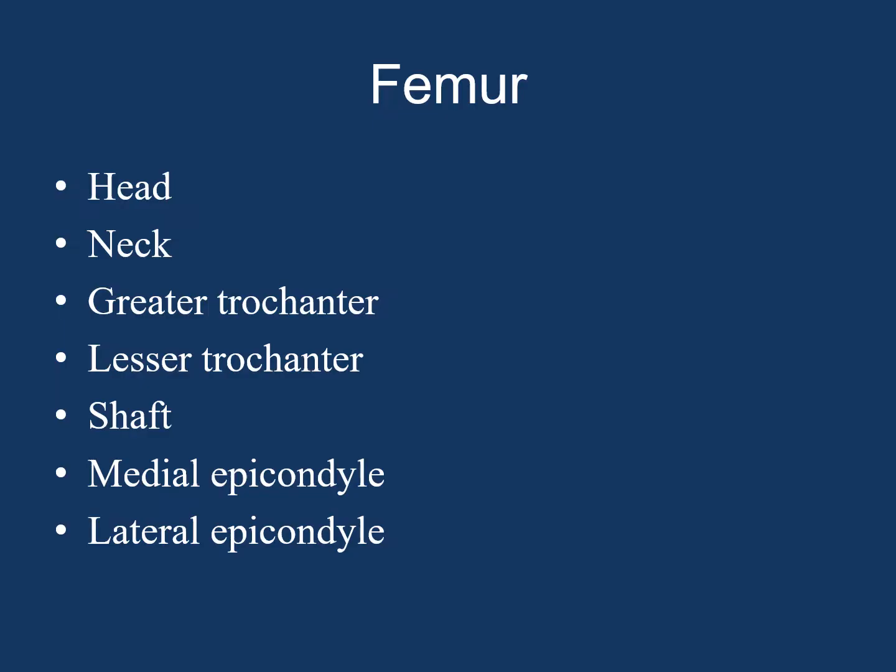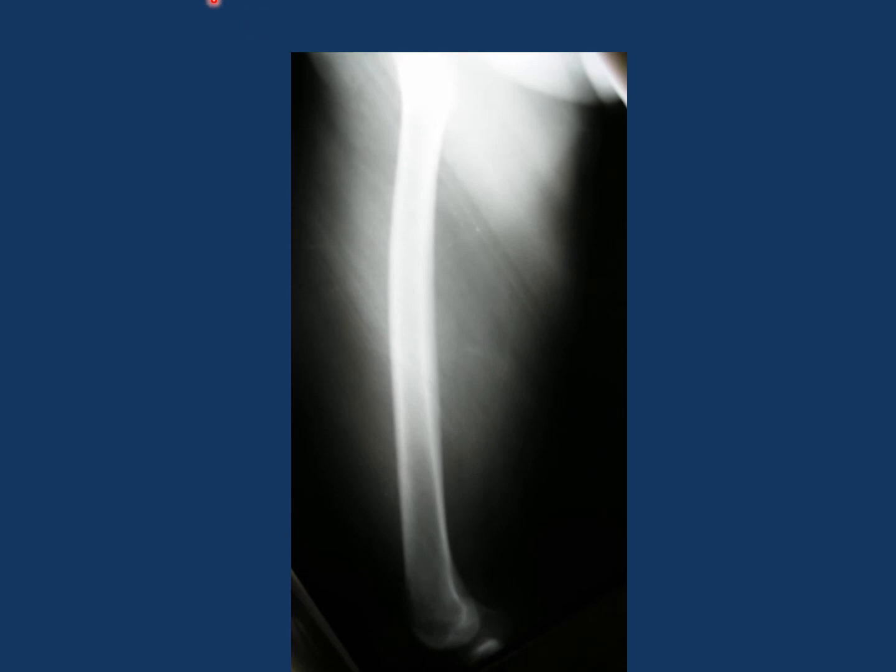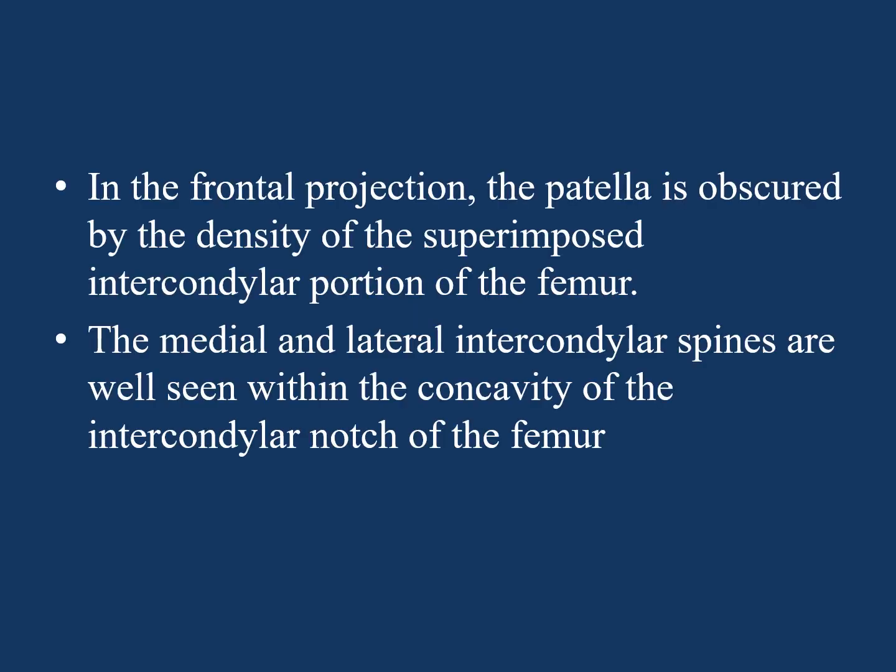For the femur, okay, you have the head of the femur, the neck, the greater trochanter, lesser trochanter, the shaft, the medial epicondyle, the lateral epicondyle. So actually, we are just applying what we learn in anatomy during our first years to recognize the different portions of the skeleton. So here is a view of the femur. Okay. Let's now go to the knee.